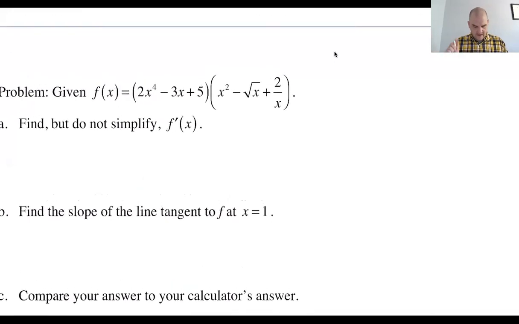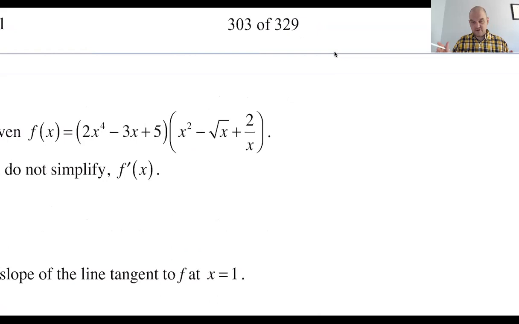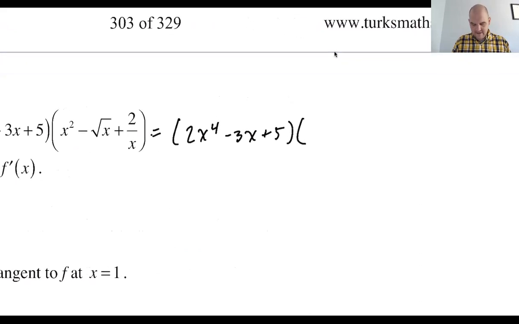So A, find but do not simplify f prime. This looks annoying. First of all, I'm going to rewrite it because I'm not going to distribute, because that's insanity, since it says not to simplify the derivative anyway. But that second factor is just not written in a way that's easy to take the derivative of.